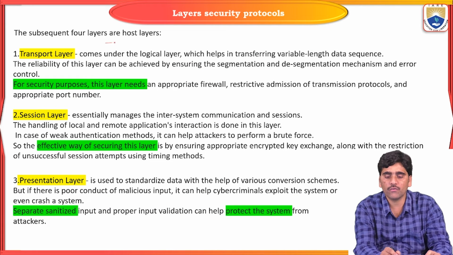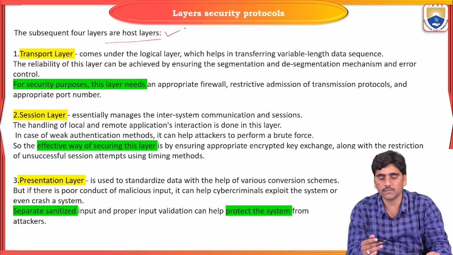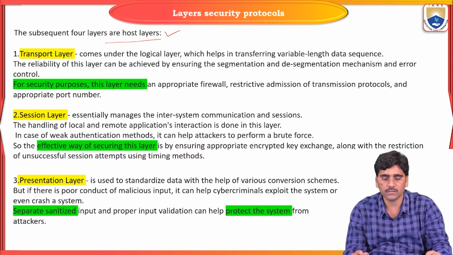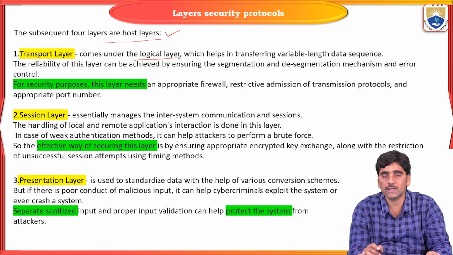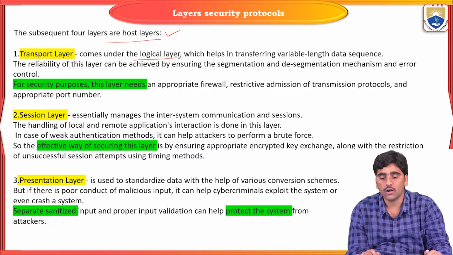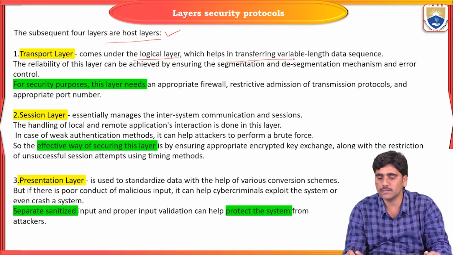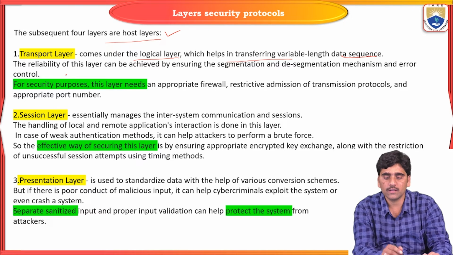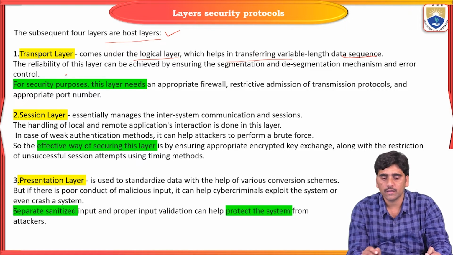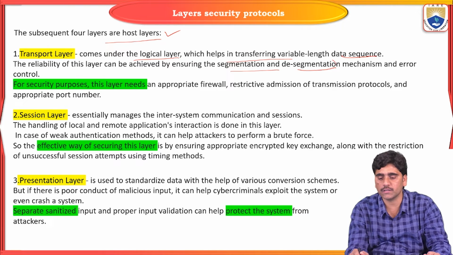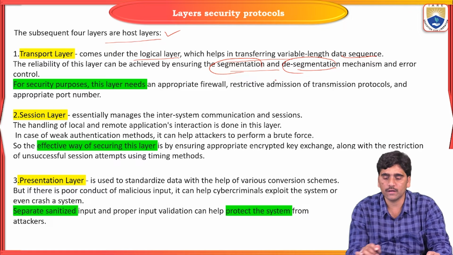The subsequent four layers are the host layers. The first layer is the transport layer. It comes under the logical layer, which helps in transferring variable length data sequences. The reliability of this layer can be achieved by ensuring the segmentation and desegmentation mechanism and error control.